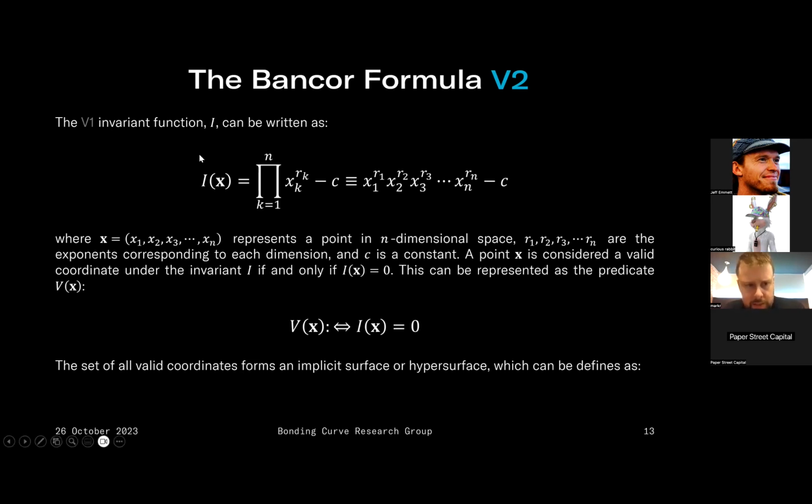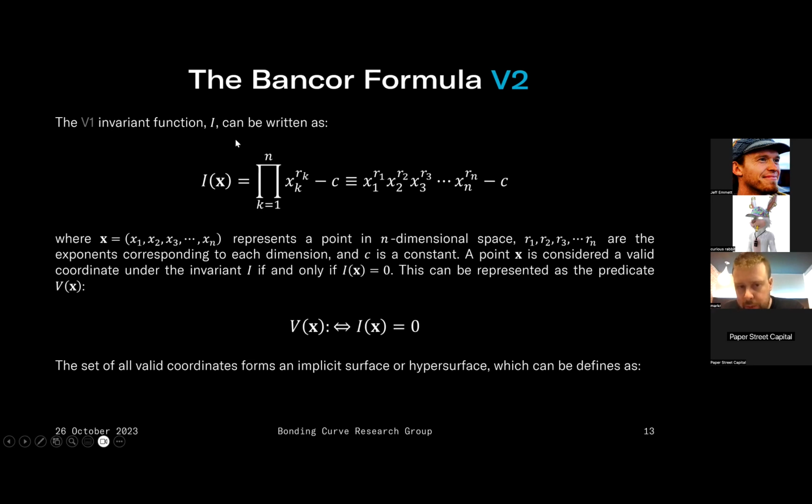So the first thing to realize here is that we're saying that the V1 invariant function, let's just call that capital I, is written like this. So we're saying that I of a bold-faced X is the product of all of these real balances raised to their reserve weights minus some constant value. And this just means is congruent to this, or it means exactly equal to this. Where this X, this bold-faced X, is not a single value, but is a list of values in n-dimensional space. And the reserve weights are again exactly what we've discussed previously.